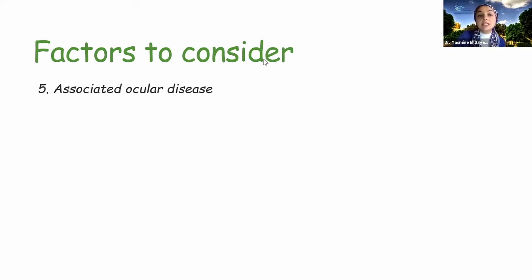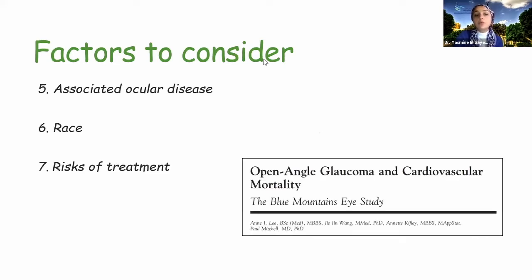Associated ocular diseases should be considered. So a patient with exfoliation glaucoma should have more aggressive lowering of the target pressure, because it's known that with exfoliation glaucoma, they're more likely to progress. Black race as well is more likely to progress, so you need to bring down the pressure further. But with all these considerations, one of the most important things is to consider the risks of treatment.